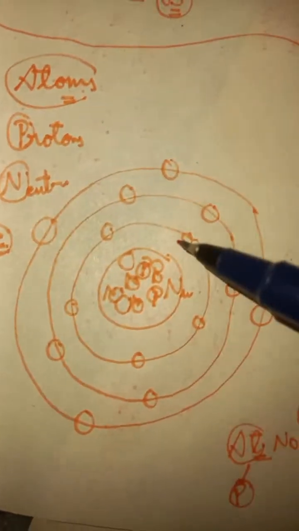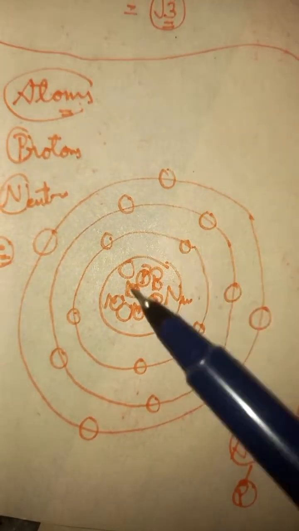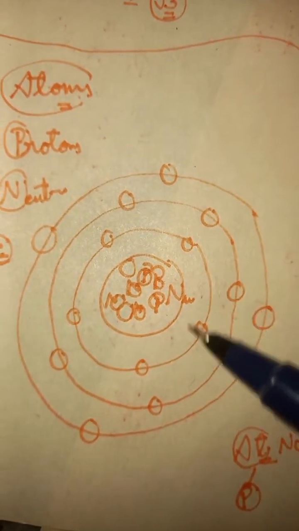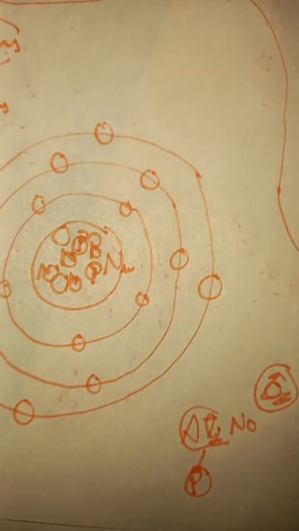Now I'll tell how all of that makes up different structures. If it has a specific number of protons, it becomes iron, and then it can even become gold. These are all atomic structures and how atoms are made.